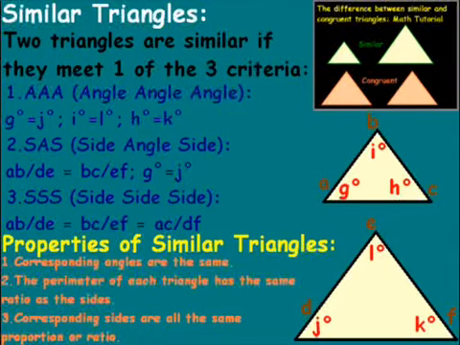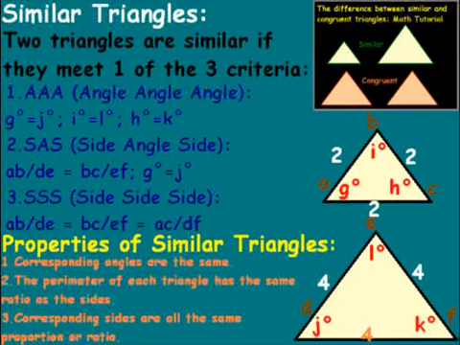I'm going to do a quick example here. I've drawn 2, 2, and 2 for the top triangle, and for the bottom triangle I've drawn 4, 4, and 4 for each one of the sides. And the question is, which property does this one meet? Well, it's going to meet the side, side, side.